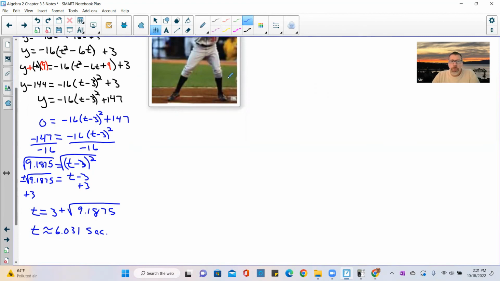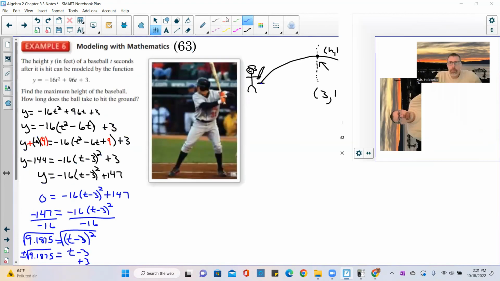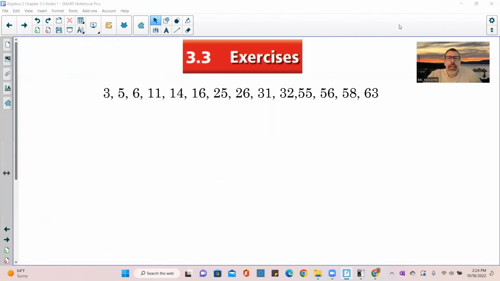Okay, so now you should be able to do problem number 63 on your homework. Okay, that brings us to the end of chapter 3.3. Hopefully you've already done all of these after each example, but this is the assignment for this chapter section.